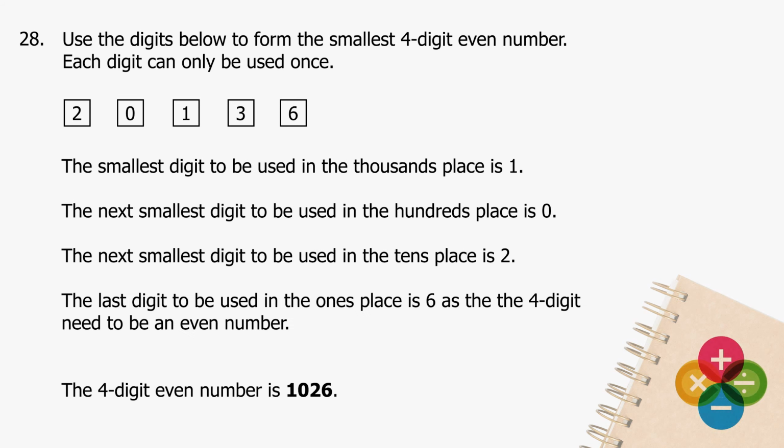The smallest digit to be used in the thousands place is digit 1. It will not be a valid 4-digit number if 0 is used in the thousands place. The next smallest digit to be used in the hundreds place is digit 0. The next smallest digit to be used in the tens place is digit 2. The last digit to be used in the ones place is digit 6 instead of digit 3, as the 4-digit number needs to be an even number. The 4-digit even number is 1026.